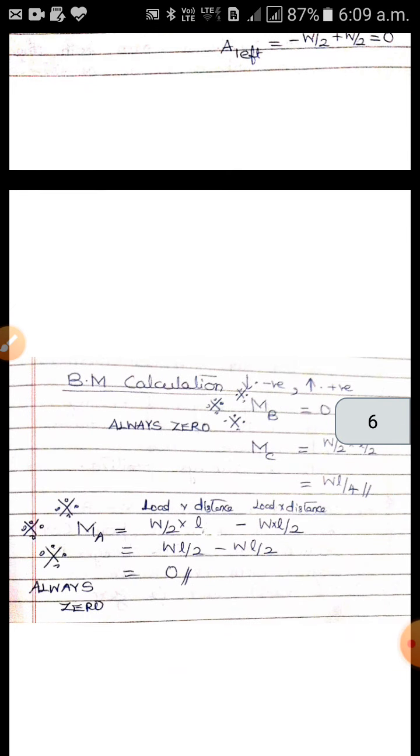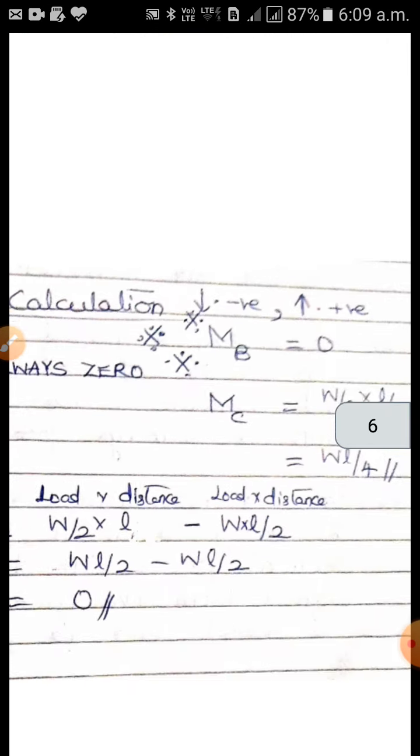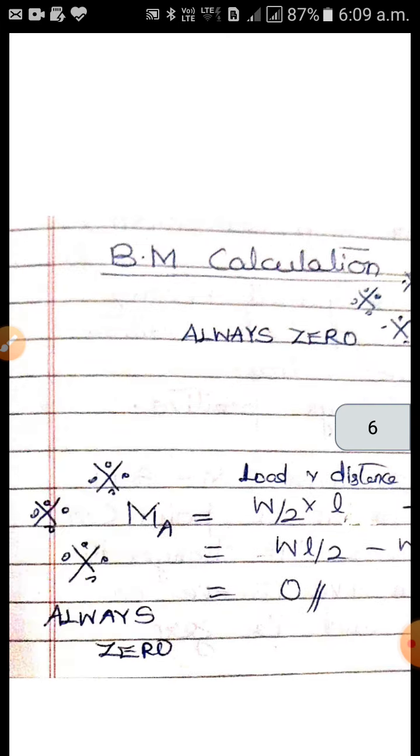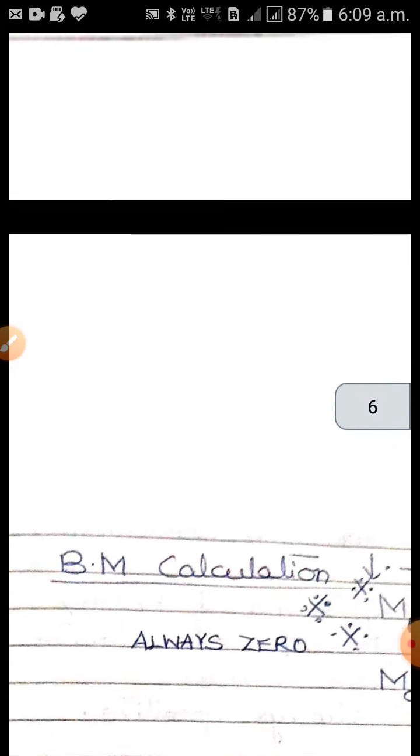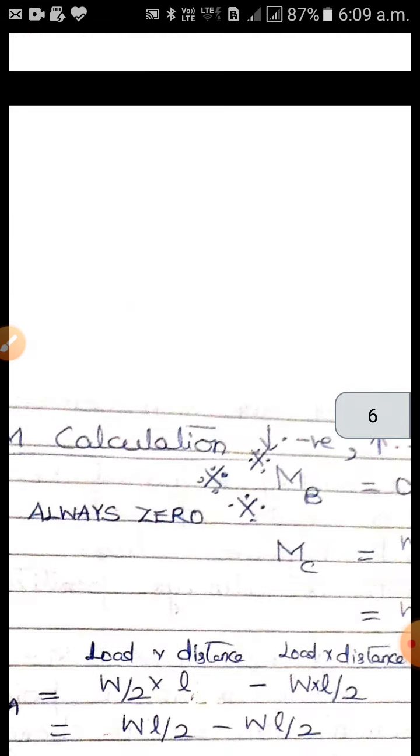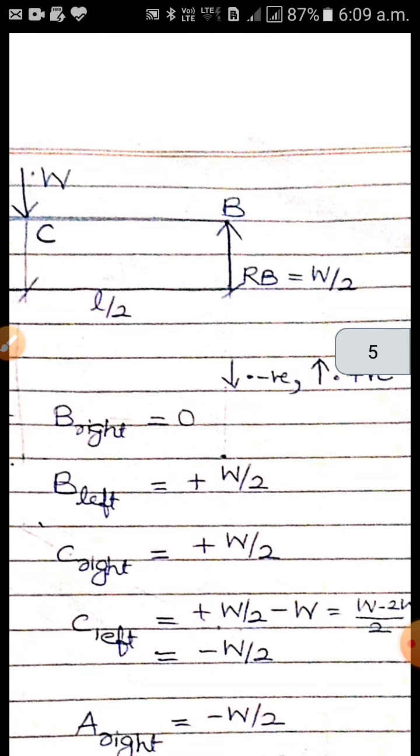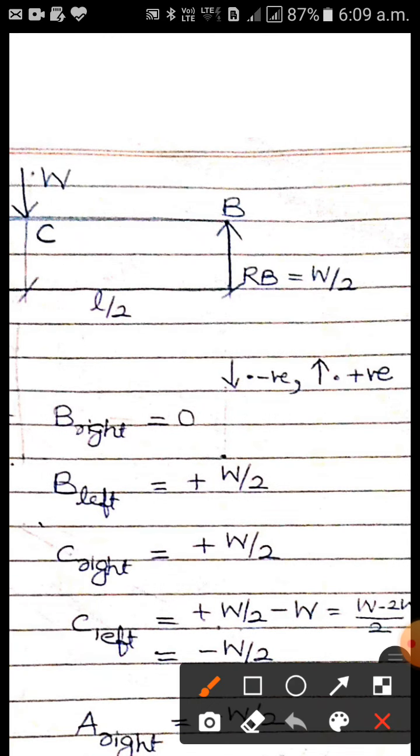Now we'll have the bending moment calculation. Bending moment calculation, always MB will be 0. MA also will be 0, and we'll see how it is 0. So always for a simply supported beam you can close your eyes and put MB equal to 0 and MA equal to 0. Okay, so MB equal to 0. Why MB equal to 0? Because at the point B, no force is acting, so MB equal to 0, that you know.